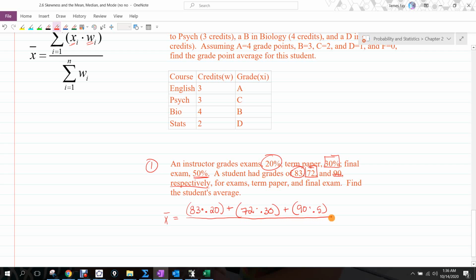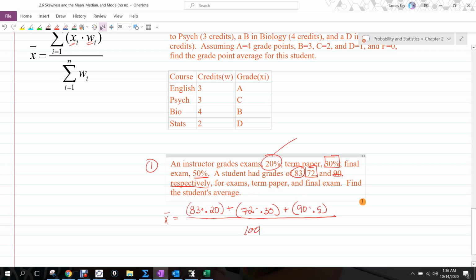So that's my numerator. That's the sum of the individual values times their weights. And now divide by the sum of the weights. In this case, it'd be 20 plus 30 plus 50, so 100%, or 1.0.